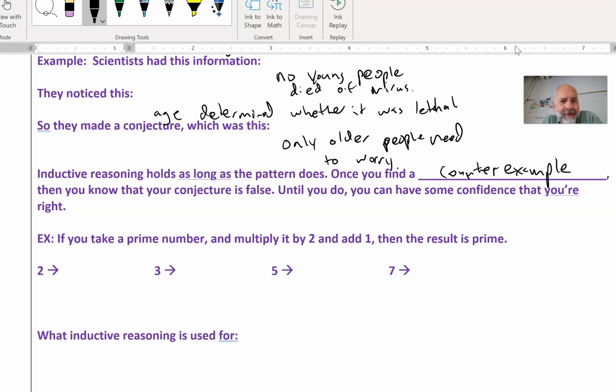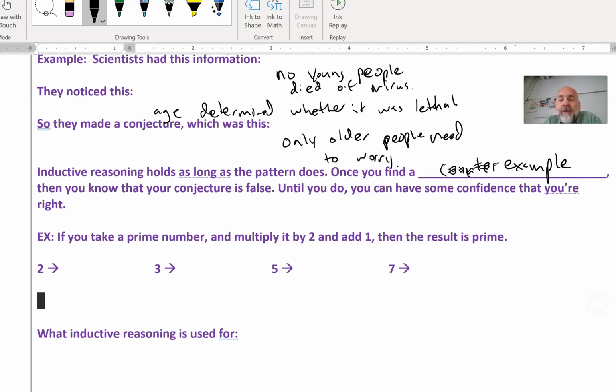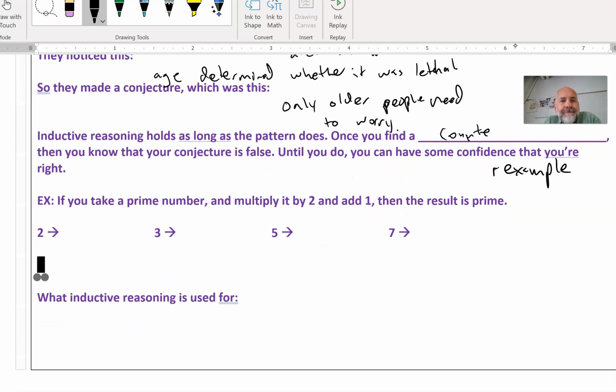Once you find a counterexample, then you know your conjecture is false. And until you do, you can have some confidence and get more confidence that you're right, but you know that if a counterexample shows up, you're going to be wrong. So, for example, take a prime number and multiply it by 2 and add 1. The result is prime. I'll show you.